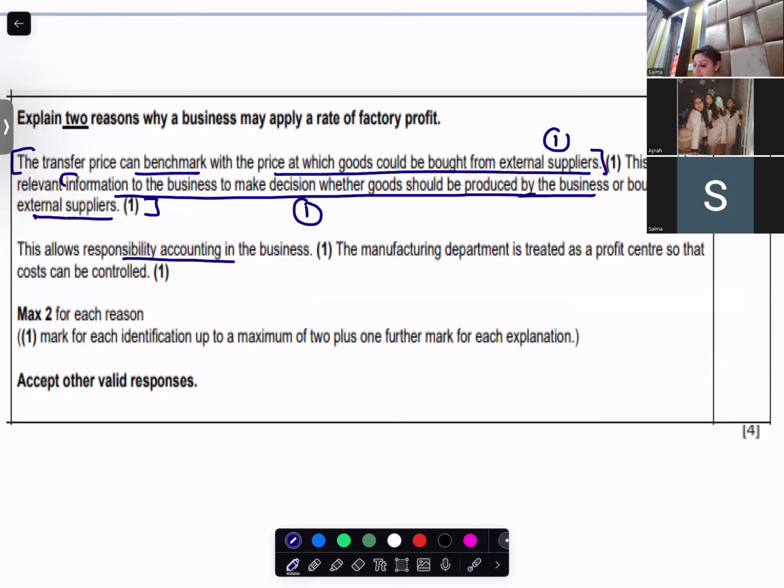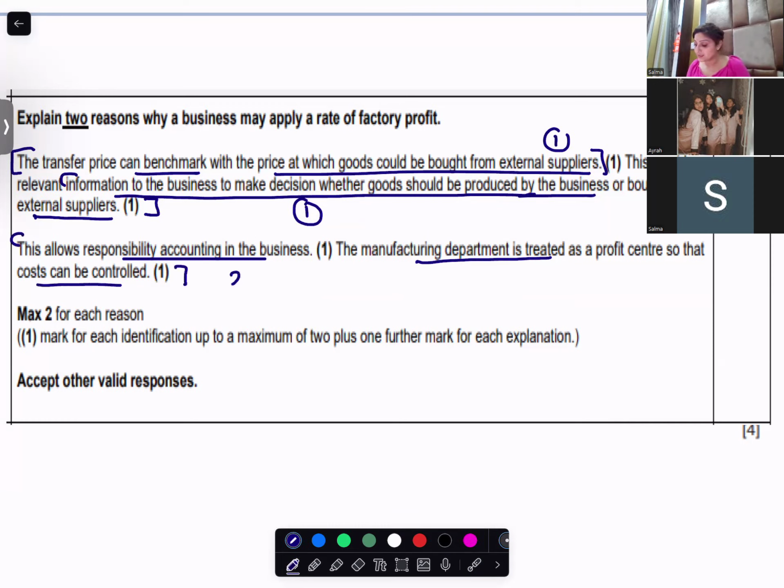It gives responsibility for accounting in the business, because the manufacturing department is also treated as a center that can generate profits. If you do not give them that, I get this from outside, I'm going to get it, then they will never control their cost if they want to continue the manufacturing center. So the manufacturing center is treated as a profit center so that you can control the cost. So these are the 2 points why you apply the rate of factory profit. You need to memorize it and then write it. I will wait for you.